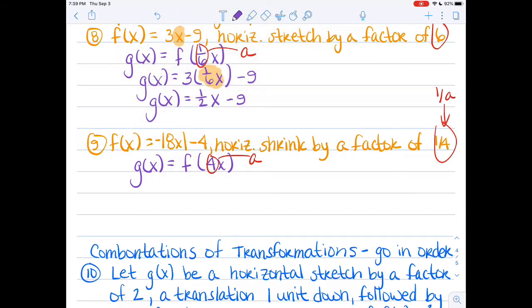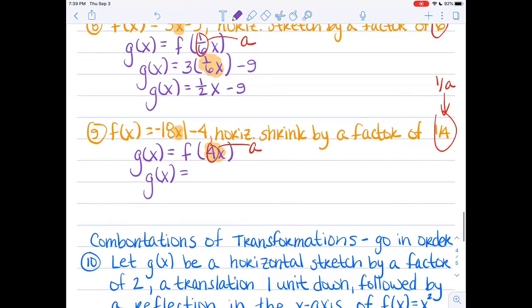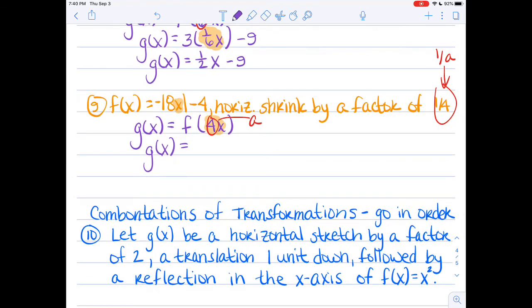Now, if we substitute 4x where we see x, so right here we have an x, and instead I'm going to write 4x. Everything else stays the same. Remember that horizontal changes only affect x. So we're going to still have a negative out in front. We are still going to have absolute value bars with an 8. But now instead of multiplying 8 by x, I'm multiplying it by 4x. Close the absolute value bars up, and I still have that negative 4 tacked on the end.